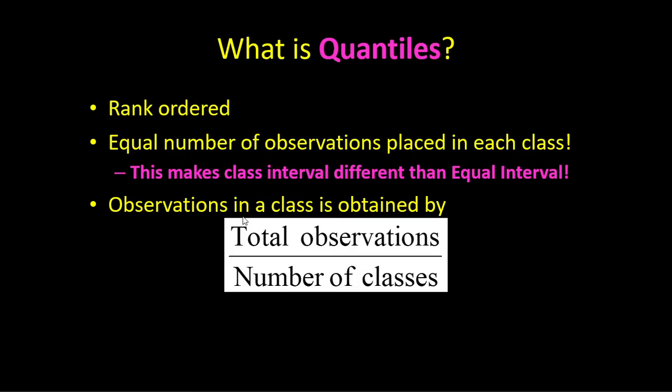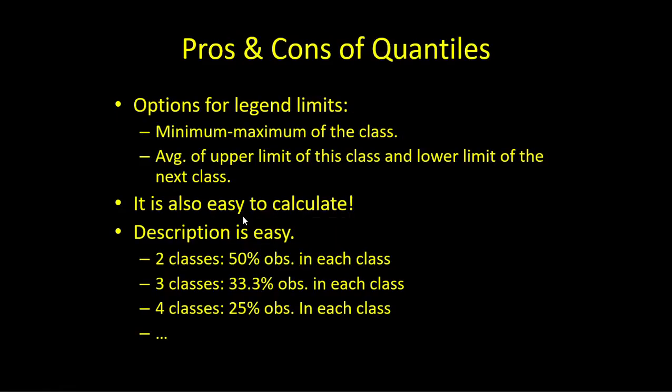The number of observations in a class is obtained by taking the total number of observations and dividing it by the number of classes. So it's another one that's relatively easy to calculate. When we think about limiting the legends and the different groupings, the minimum and maximum of the class is a nice way to separate them. Also, you can use the average of the upper limit of this class and the lower limit of the next class as the divide between one classification grouping and another. And like I said, the description is rather easy.